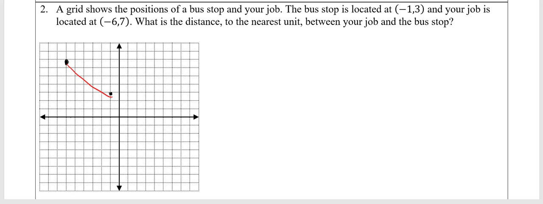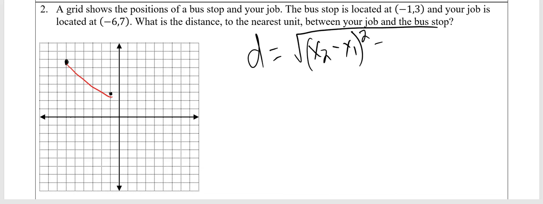But anyway, from right here, this is what they want. They're going to ask you to use the distance formula. You can use it if you want. I'll show you both ways to do it. This is the distance formula.